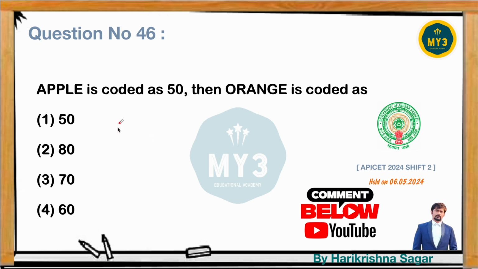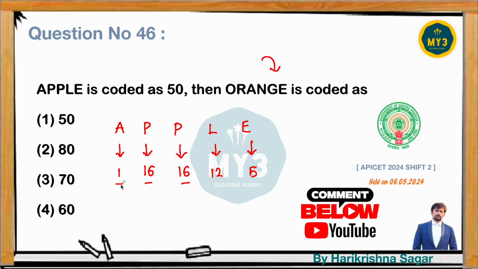So you just observe apple. Why is apple coded as 50? I am trying to observe, and using that logic you can solve this question and comment the answer. To check that, I am trying to figure out the alphabet positions. A is 1, P is 16, P is 16, and L is 12, and E is 5. So when I add up these positions, what are we getting? 16 plus 16, which is 32, 32 plus 1, which is 33, 33 plus 12, which is 45, 45 plus 5, which is equal to 50.